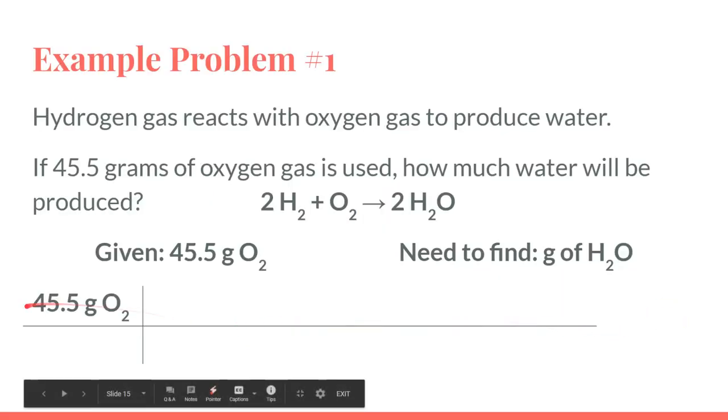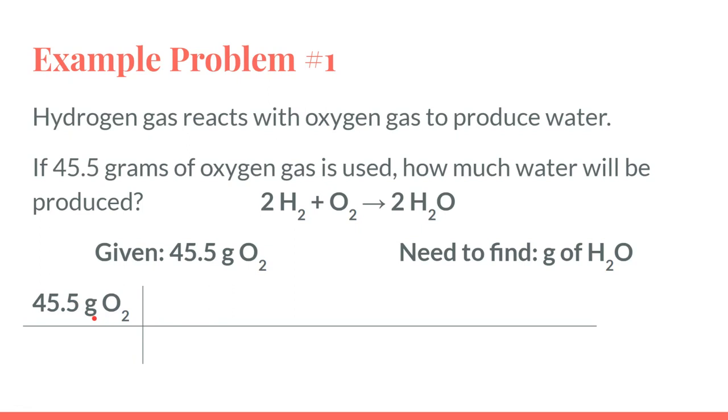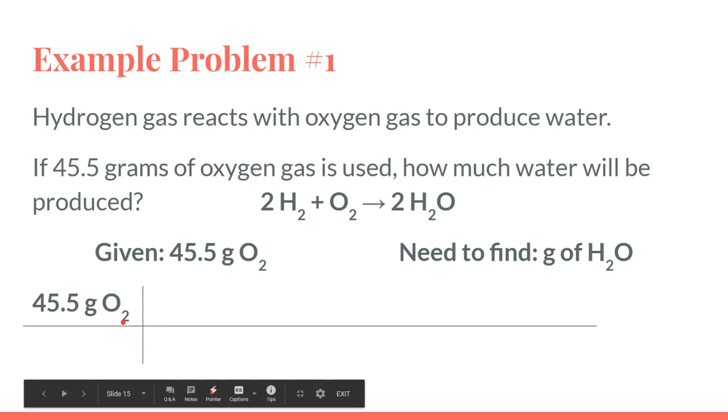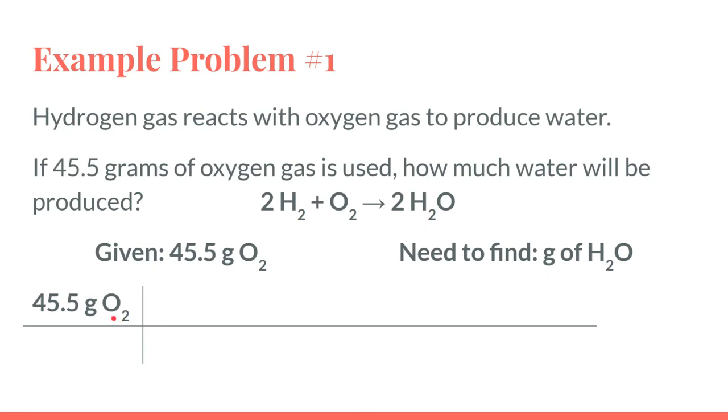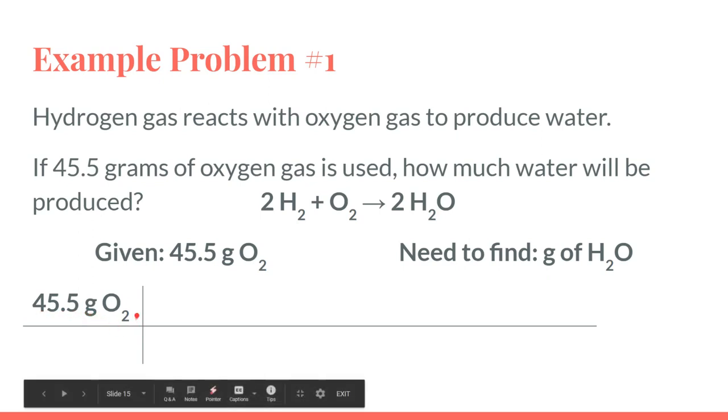So I set up my dimensional analysis. I put in what I was given in the upper left-hand box. And when I say that you need to use labels, not only do you need to put the unit on the number, but you also need to tell me what compound or element you are working with. So this is 45.5 grams of oxygen gas. So you need to label that.